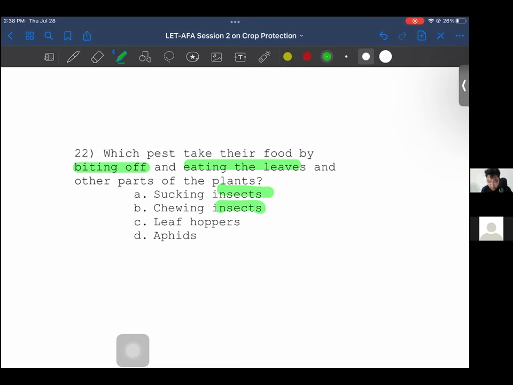Kasi itong dalawa ay, sabi ko kanina ang leafhoppers ay nag-transmit ng mga viruses. Tas yan. So either one of these two would be the answer. And from these context clues, we can see that it is chewing insects. Ayan. So more of this mamaya, meron pa tayong mamimit ng mga ganito. Ayan.